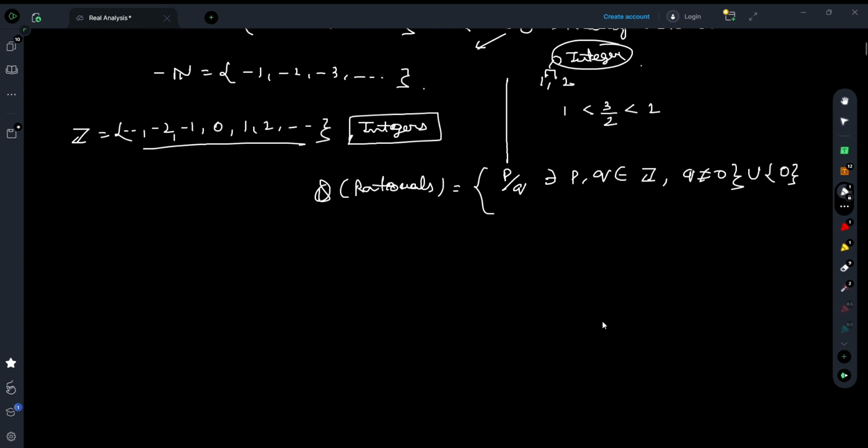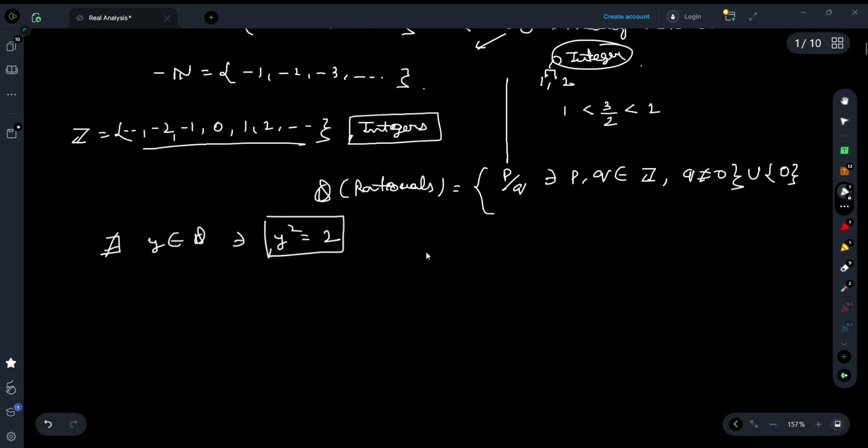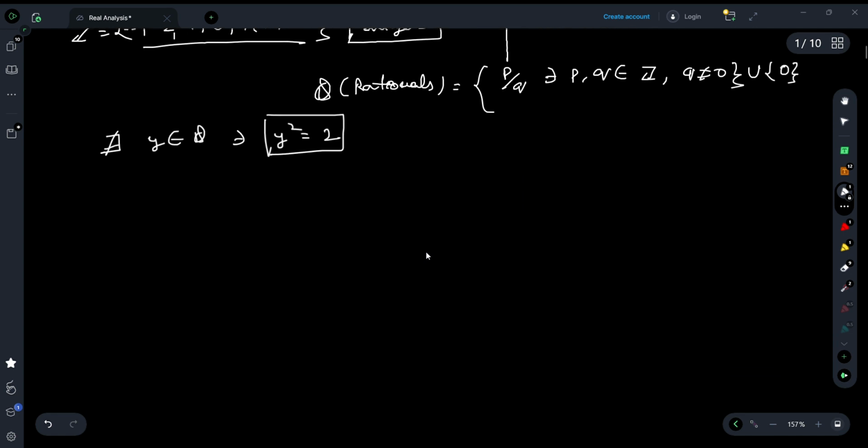Now what happens is that after construction of rationals, we still find that there are gaps in rational numbers. For example, there does not exist any rational number such that its square is the number 2. Now first we try to prove it, just as a motivation for the lecture.